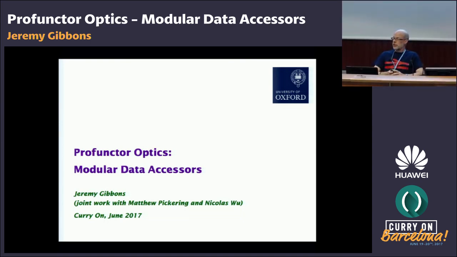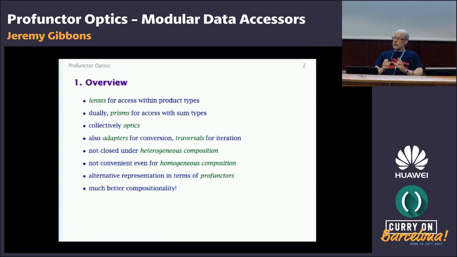I'm going to talk about these things called profunctor optics. This is work that I've been doing with Matthew Pickering and Nicolas Wu. Matthew is an undergraduate student of mine. He did his project on this, and it's very nice work, but it's mostly his work, and I get to give the talk about it. So what this is about is lenses for access into data structures.